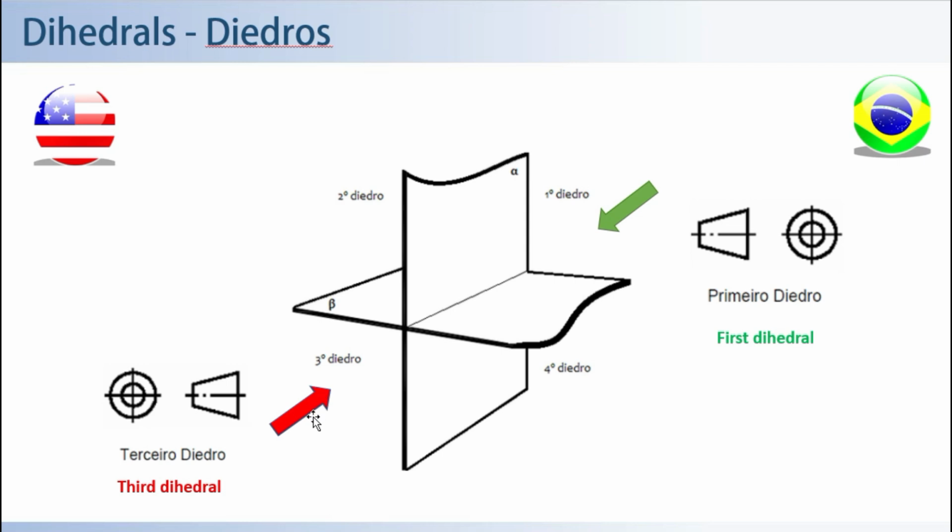Otherwise, in the US, the convention is that you are drawing in third dihedral. So the symbol that appears in a technical drawing that confirms you are working in third dihedral is this symbol. It's a circle inside the other circle and an object on the right side. Whenever a circle appears with an object on the right side, you are drawing in third dihedral. Whenever the object is on the left side of the circle, you are drawing in first dihedral. That's the first difference.